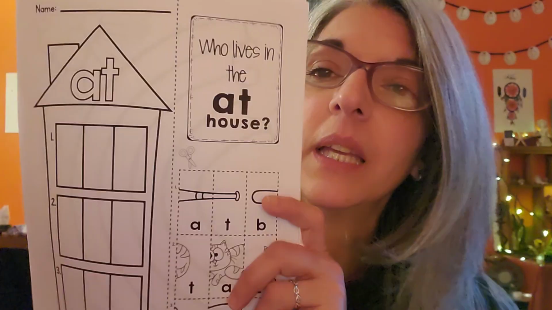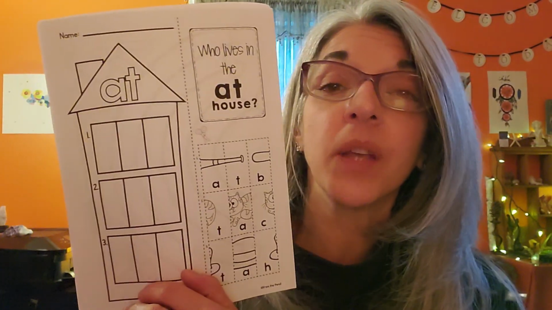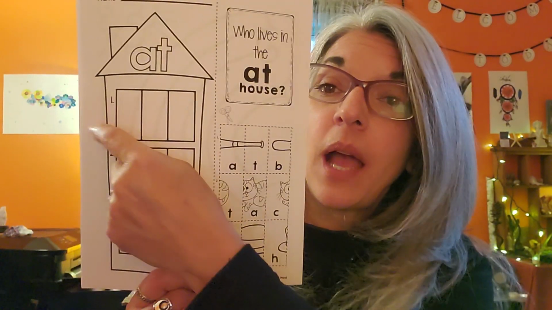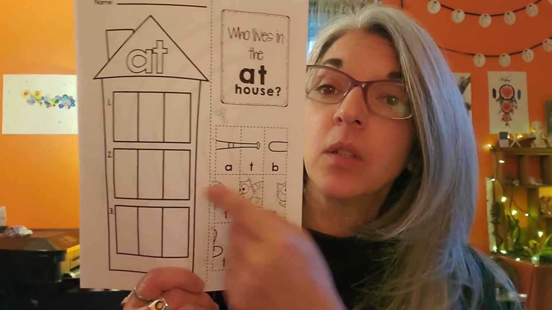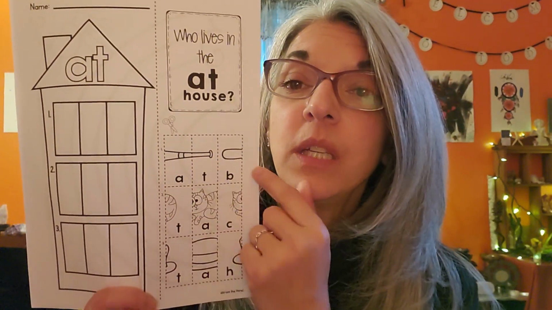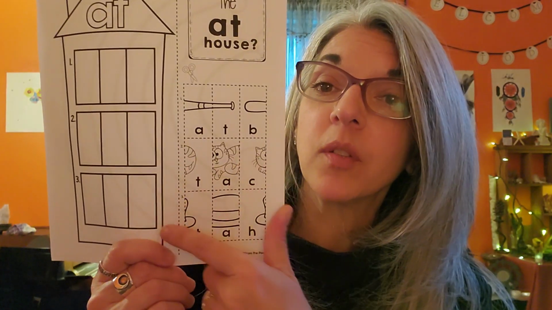All right, the next must-do activity is who lives in the at house. And this is the at house. This is for the word family at, which we've been working on this week as well. So you have 3 different little floors on the at house, and 3 sets of puzzles. This is one puzzle, this is another puzzle, this is another puzzle.